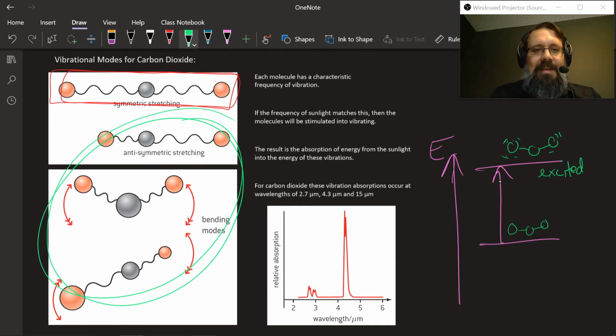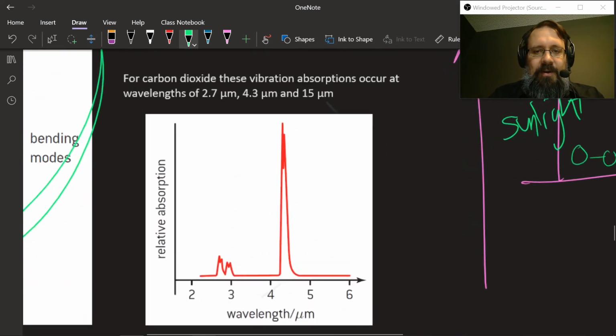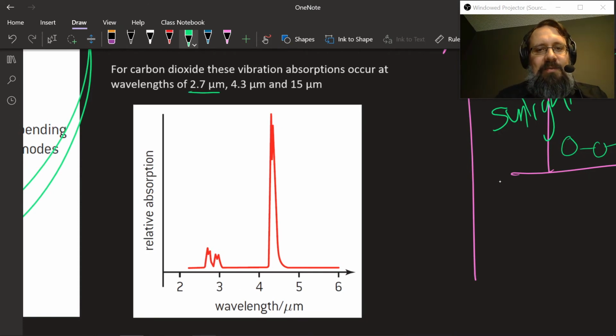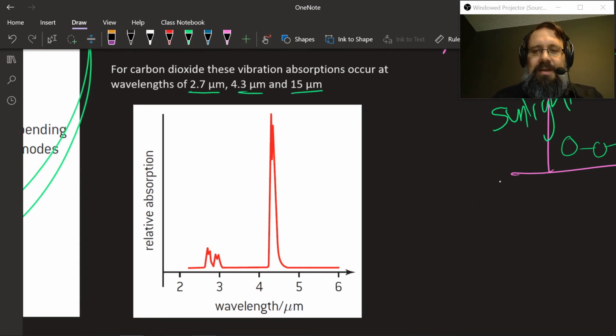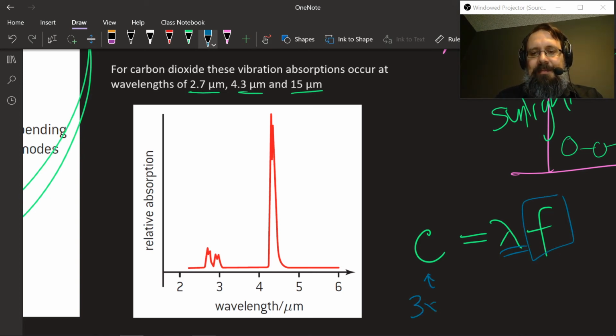And so what will happen is it's going to then drop back down again. This is very similar to the Bohr model idea. This is a universal idea in physics. If you raise something up to a higher energy level, it's going to fall back down again eventually. So it's the sunlight that's providing this energy to excite these molecules and drive them into these different oscillations. It turns out for carbon dioxide that these vibrations occur at these wavelengths. You might remember from waves that c, the wave speed, is equal to lambda f. So if you have the wavelengths, it's akin to having the frequency, since this is just the speed of light.